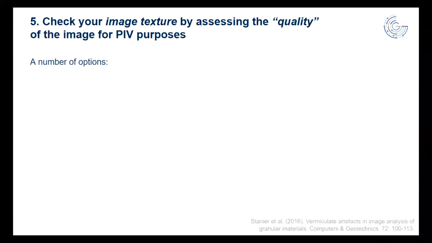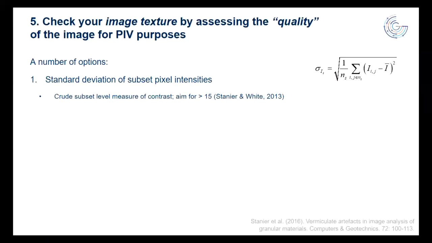So we've now got a camera set up, we've got good lighting, we've got an appropriate field of view, we've gone and set up the aperture and exposure time on the camera, and we want to take some trial images now of our mock-up sample. Once we've got those trial images, we can compute some measures of image texture quality, if you like. And here's a few examples.